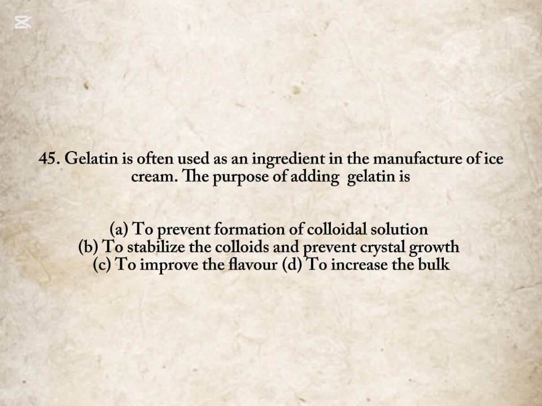45. Gelatin is often used as an ingredient in the manufacture of ice cream. The purpose of adding gelatin is A. To prevent formation of colloidal solution, B. To stabilize the colloids and prevent crystal growth, C. To improve the flavor, D. To increase the bulk. The correct option is B. To stabilize the colloids and prevent crystal growth.